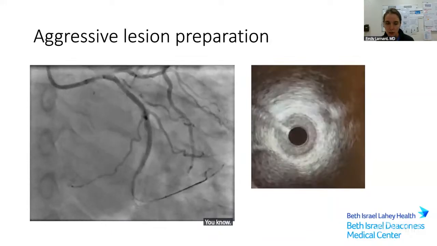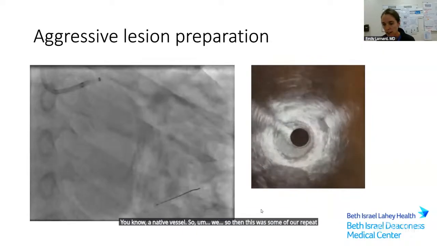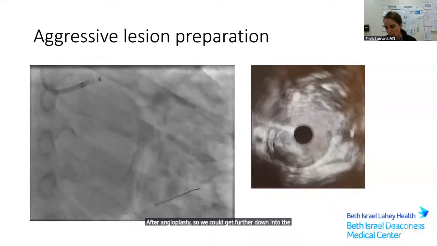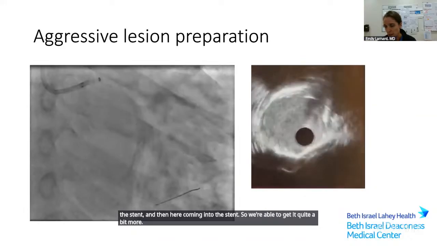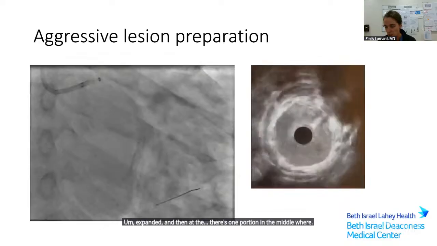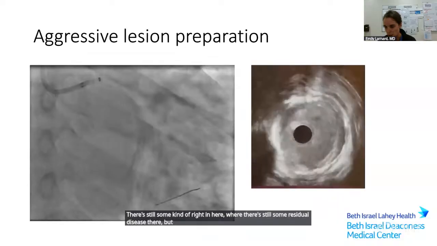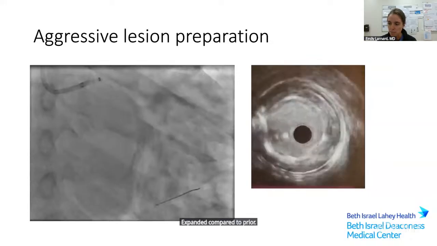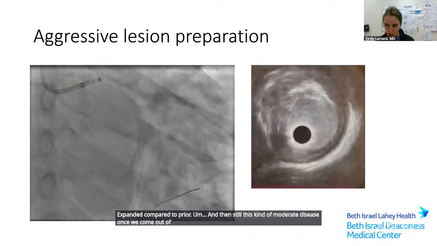Then this was some of our repeat IVUS after angioplasty, so we could get further down into the distal vessel beyond the stent, and then here coming into the stent. We're able to get it quite a bit more expanded. There's one portion in the middle, right in here, where there's still some residual disease, but otherwise it looks pretty well expanded compared to prior. And then still this moderate disease once we come out of the stent into the circ.